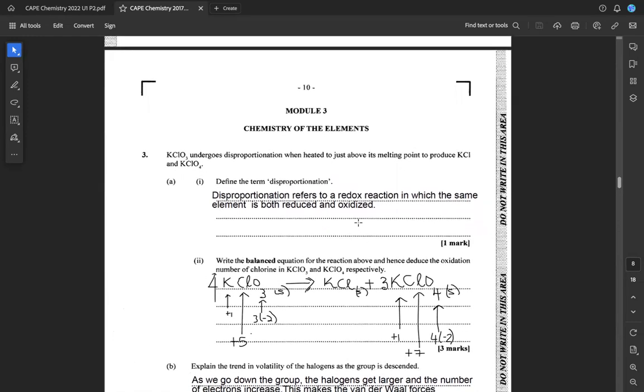So then we move down here now, and they're asking us to write the balanced equation for the reaction above, and hence deduce the oxidation number of chlorine in the KClO3 that we start with, and then the KClO4 that gets formed as a result of that decomposition or disproportionation, right? Okay, so here we have our KClO3. We're going to have 4 moles of KClO3. And when we heat that above its melting point, we get this KCl solid, and we get 3 moles of KClO4, right? So that's the balanced equation that we would be able to come up with for that reaction.